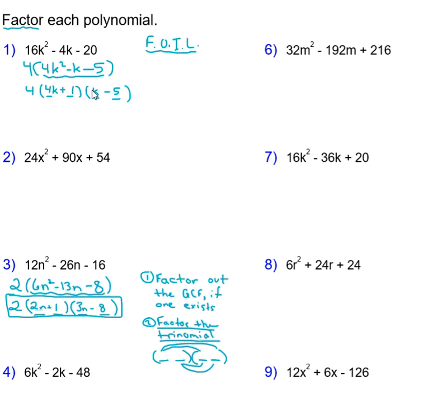So 4k times k, I'll just make a little note over here. 4k times k gives me 4k squared. 4k times negative 5 gives me a negative 20k.